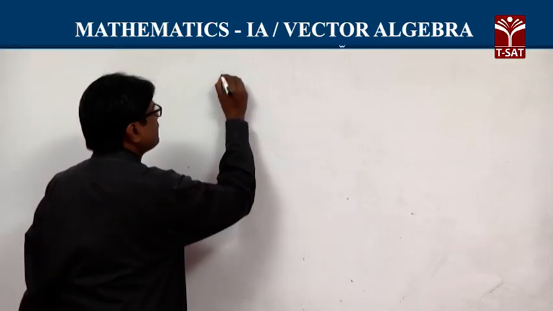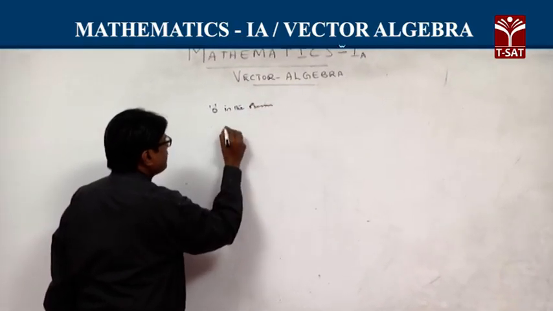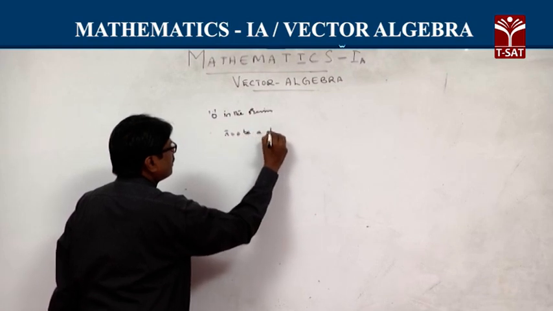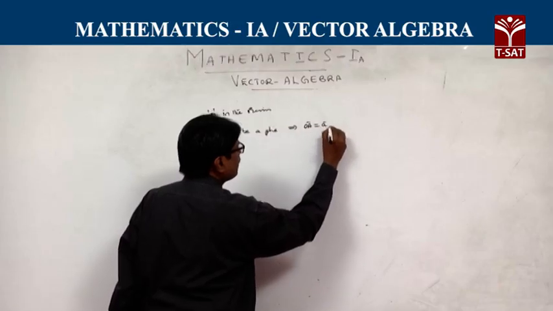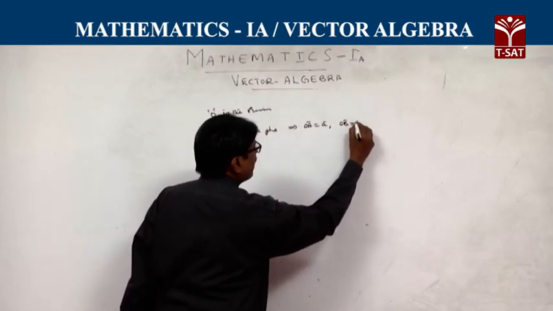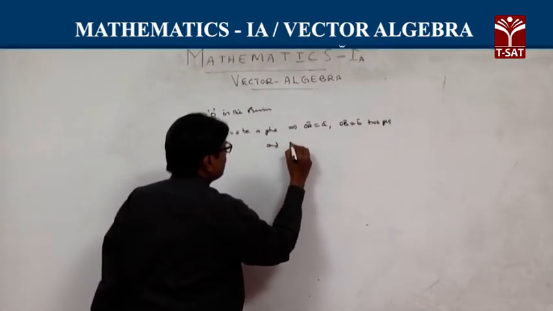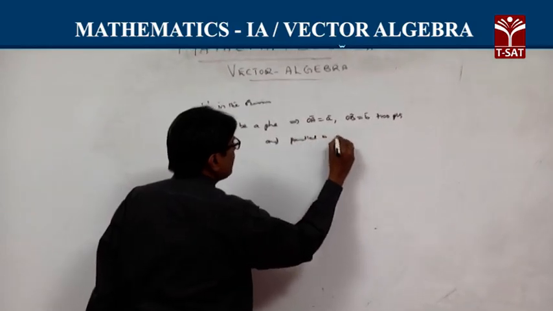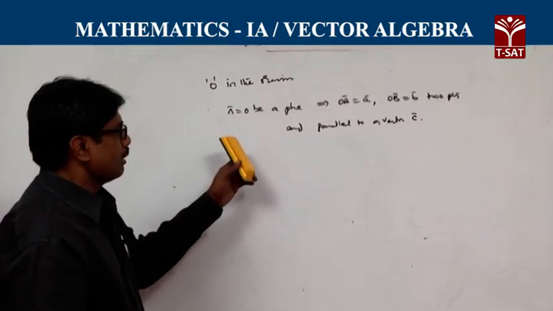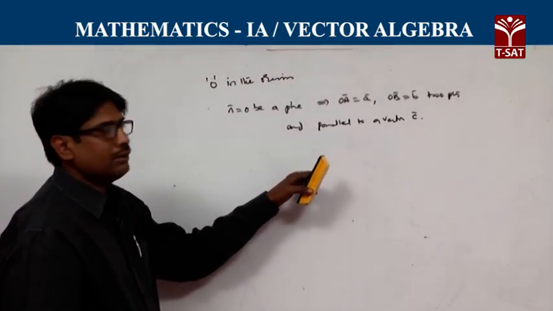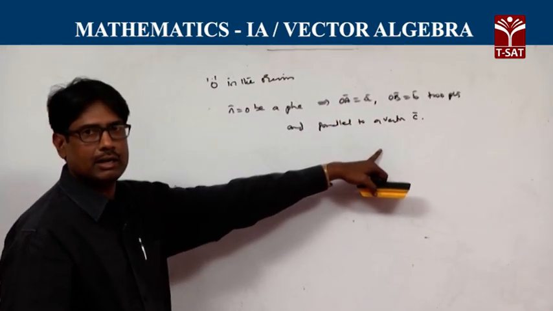Consider O is the origin, pi is equal to 0 be a plane passing through OA bar is equal to A bar, OB bar is equal to B bar, 2 points, and parallel to a vector C bar. Consider one plane, deriving the equation of the plane which is passing through two vector points A bar, B bar and parallel to a vector C bar.